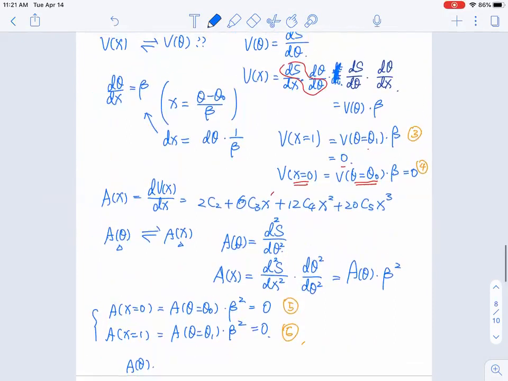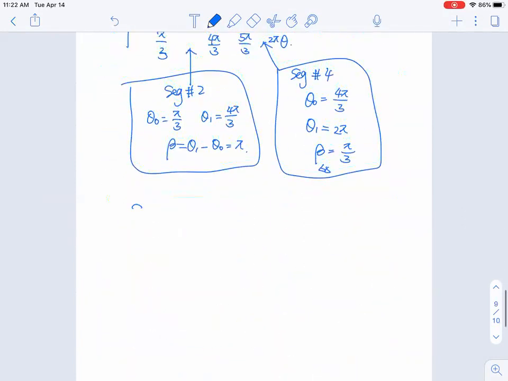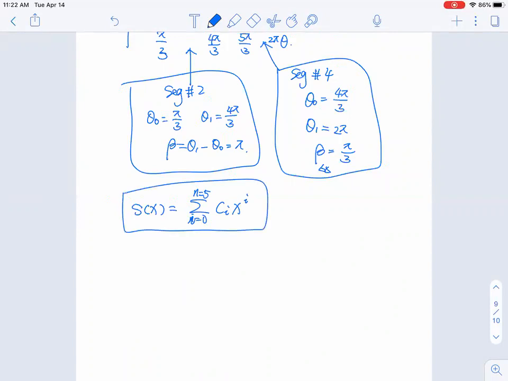So after solving these Sx equations, you're going to find the polynomial. In this case, it's the sum from i equal to 0 to n equal to 5 of c_i x^i. So the solution you're getting is Sx, that's in the x domain. But as I said, we want S theta because that's the output we want. So you need to do one more step.